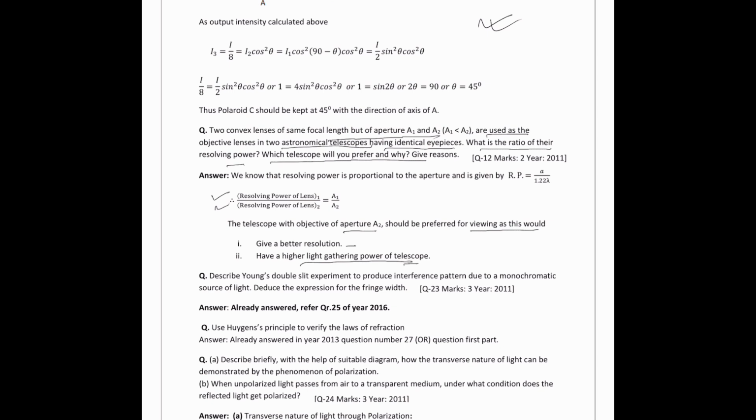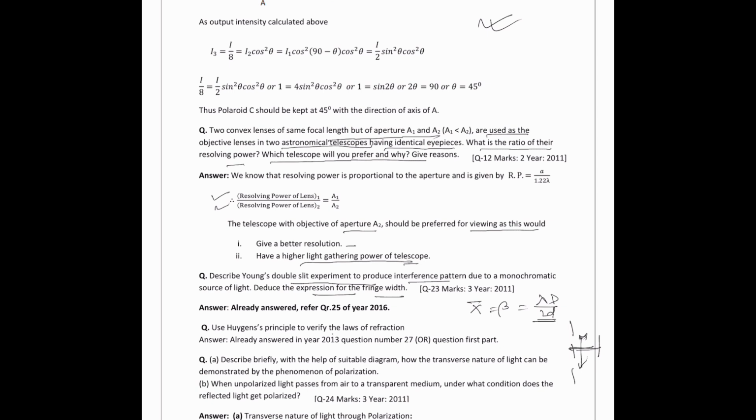That's all. The Young double slit experiment produces an interference pattern. This question asks to deduce the expression for fringe width. X bar or beta is equal to lambda D by 2d, correct? Here 2d is the separation between the two light sources, and D is the distance of the screen from the light source.